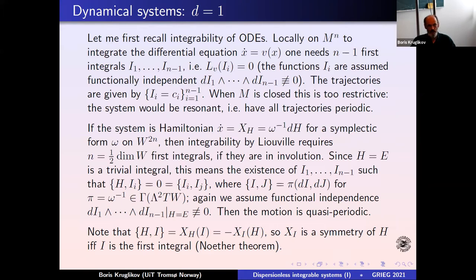If you talk about just a vector field on a manifold M, then the corresponding system of equations x dot equals v of x, in order to integrate it locally, you need n minus one integrals, where n is the dimension of the manifold. And a first integral is something that is constant along the flow. So you solve the equation that the Lie derivative along this field is equal to zero.